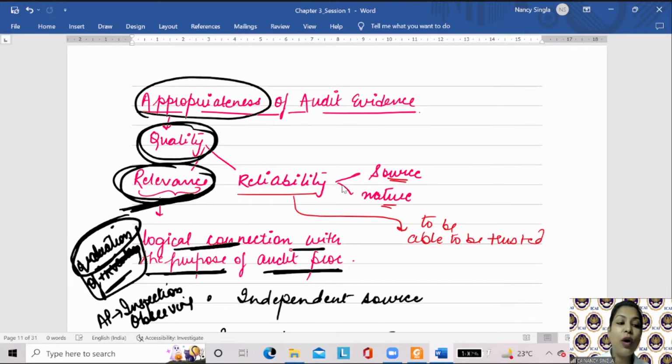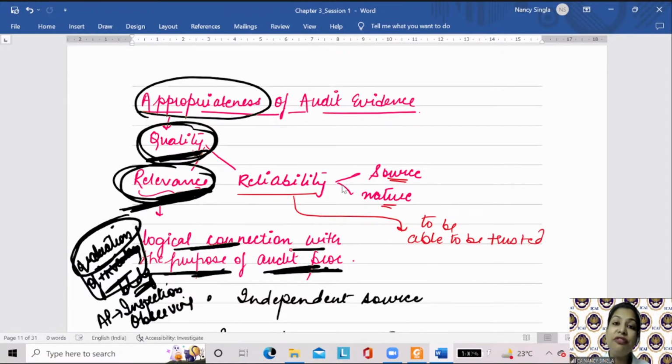Or let's say if you want to look at the valuation of the building. तो सिर्फ बिल्डिंग को देखकर इंस्पेक्ट करके तो आपको नहीं पता चलेगा ना क्या वैल्यूएशन है. So that is why it is saying that quality will be there only when it is relevant for the purpose of the audit procedure. You were performing that audit procedure. आप क्या कर रहे थे? आप inspection कर रहे थे, physical examination of building. Why? Because you wanted to see the valuation.